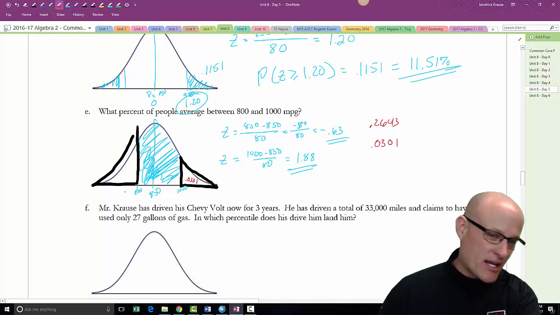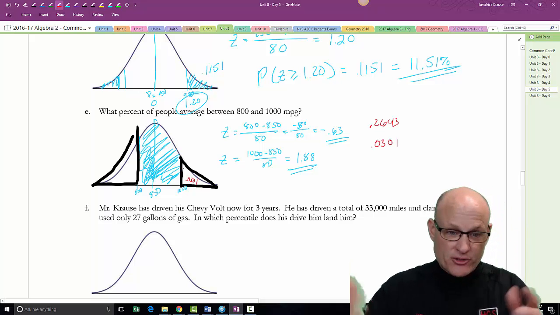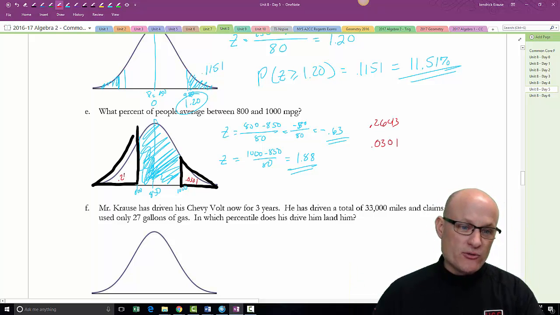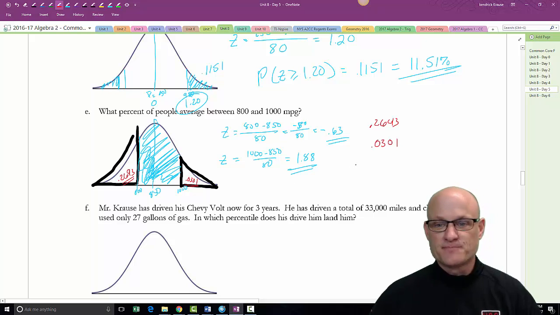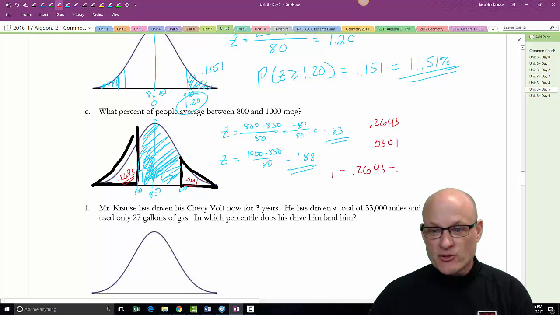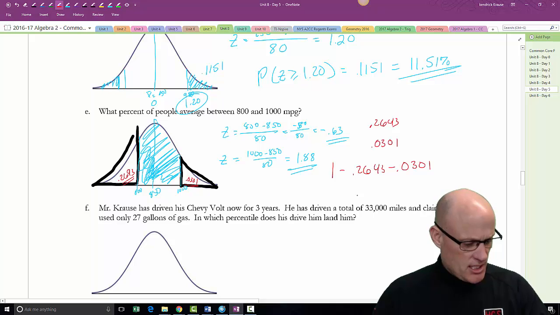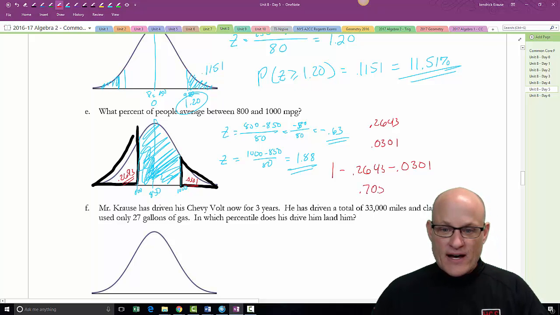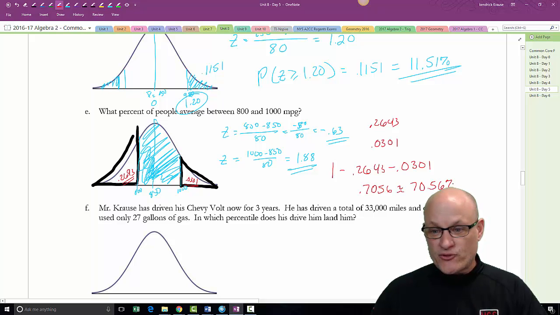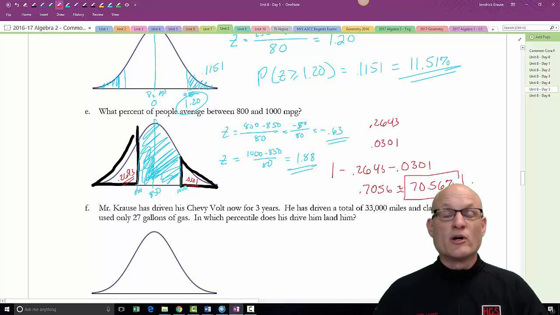0.0301, the tail. I know it was giving me the left tail, but it doesn't matter. They're symmetrical. And this tail is 0.2643. And that makes sense. This is 26%. This is about 3%. So I'm going to take 1, subtract off 0.2643, and subtract off this tail. So we're just subtracting off the tails. And when I do that, I get 0.7056. So approximately 70.56% of all Chevy Volt drivers will get somewhere between 800 and 1,000 miles per gallon.